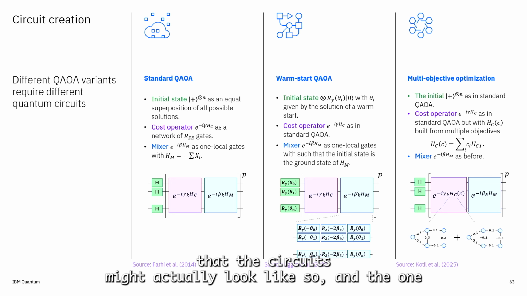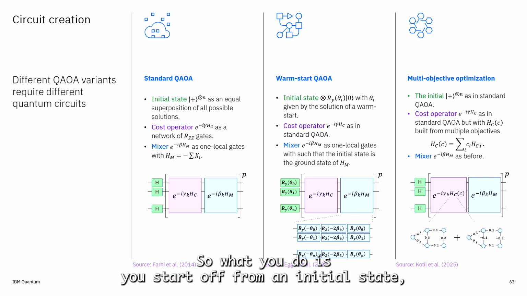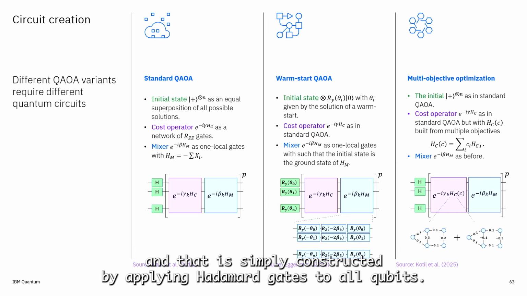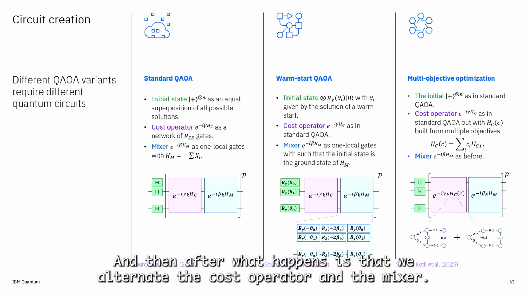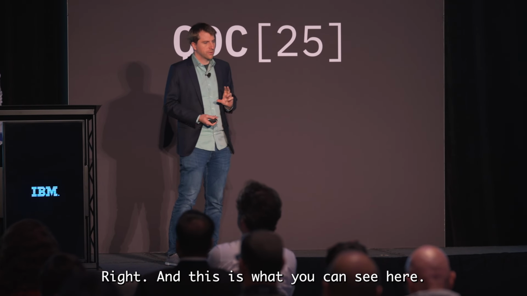The one that everybody typically starts off with learning is the standard QAOA. What you do is you start off from an initial state, which is an equal superposition of all candidate solutions, and that is simply constructed by applying Hadamard gates to all qubits. And then after, what happens is that we alternate the cost operator and the mixer. And this is what you can see here.